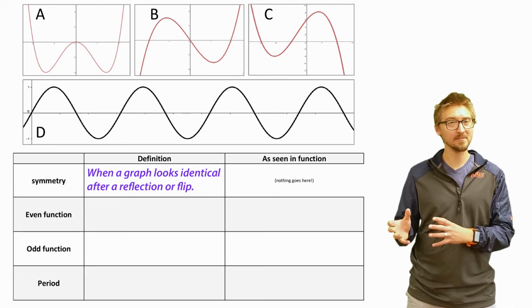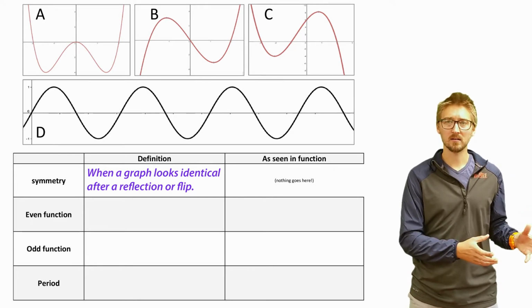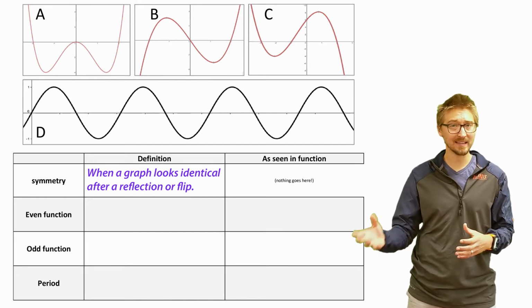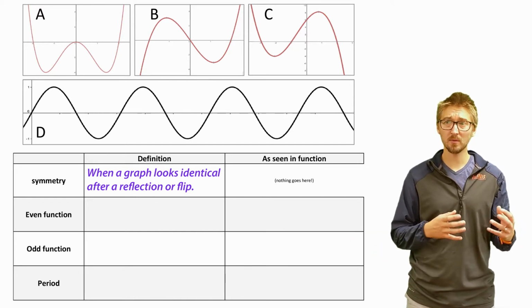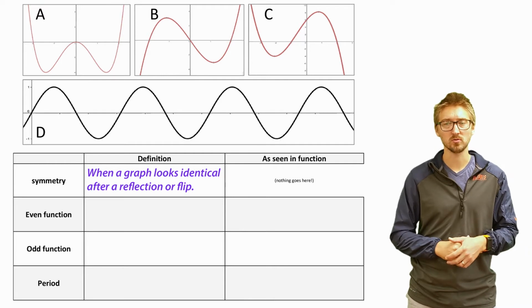Now symmetry is crucial to being admitted into one of the following 2 groups. These groups are called even functions versus odd functions. Now, this is not like even and odd numbers, but there are some parallels. There's a reason that mathematicians chose these words.